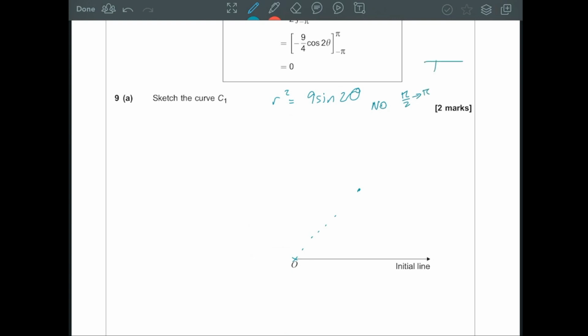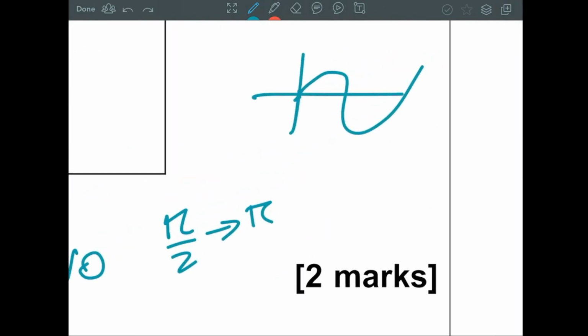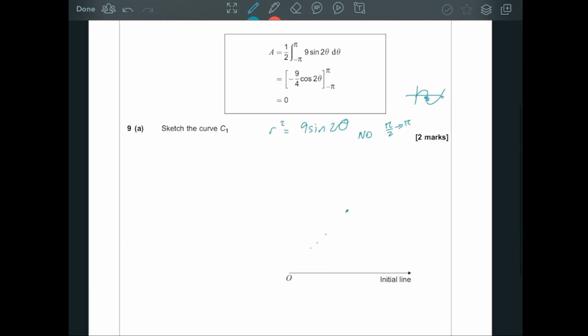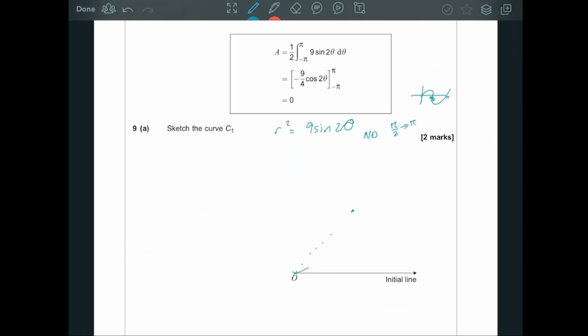Is that right? So sine of 2 theta, that was normally pi, but I've stretched it outwards. No, I've squished it inwards, sorry. So that there would be pi by 2 now. Between pi by 2 and pi, sine is negative, so there's no solution there. So I'm going to have that nice petal-like loop in that region.